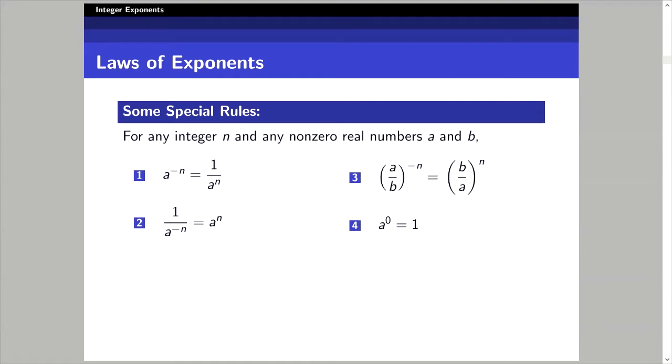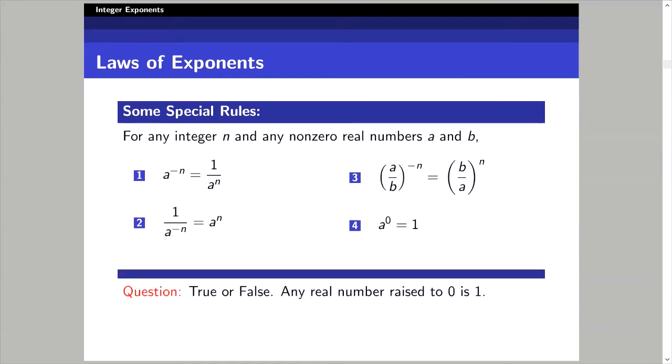Now I have a question. True or false? Any real number raised to 0 is 1. What is your answer? True or false? It's false. Why? 0 is a real number, right? 0 raised to 0 is indeterminate. Okay, it's not equal to 1. You will meet 0 raised to 0 when you take calculus. It is an advanced math. Okay? Okay, let's proceed to laws of exponents or rules of exponents.